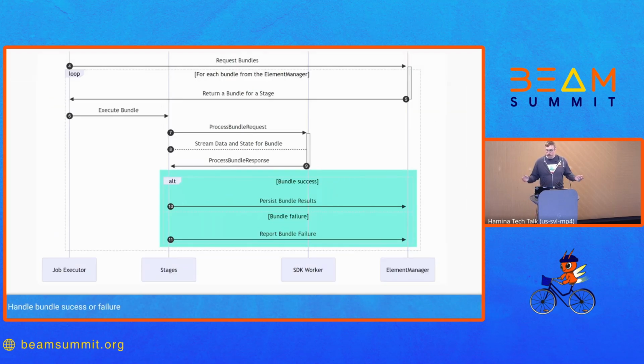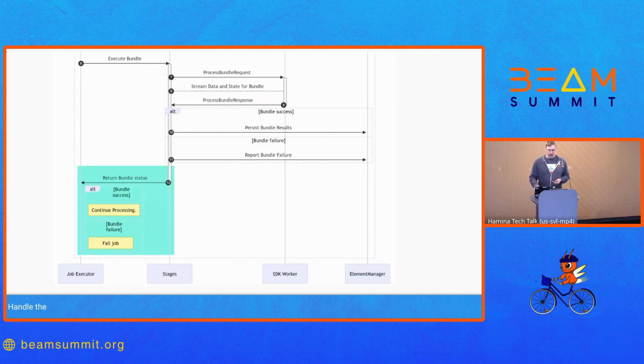If it's successful, we persist the results, the full data, the current state, and metrics back into the element manager. If it fails, we report that failure. Currently, Prism is not designed for durability and reliability. It doesn't do retries, so reporting the bundle failure isn't the most important part here, but in the future, that would be how we would report that a specific process had failed, and that data should be reprocessed if necessary.